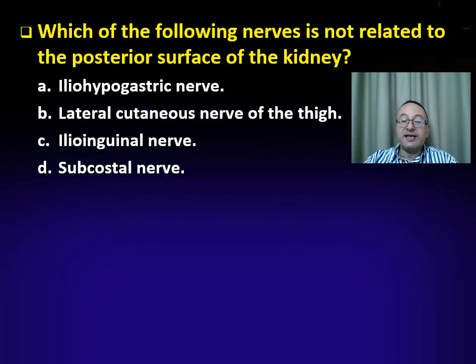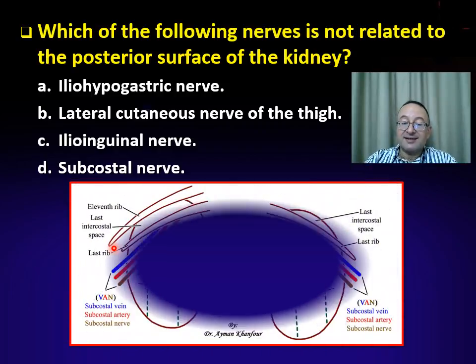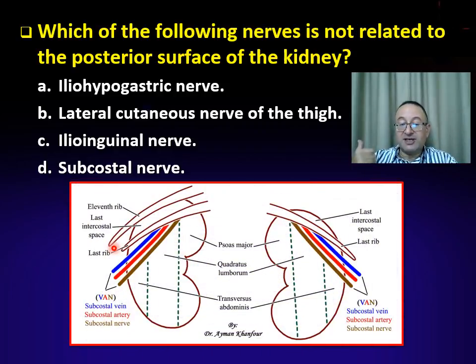Which of the following nerves is not related to the posterior surface of the kidney? Which of those nerves we didn't mention with the posterior relations? Oh yes, this one, which is the lateral cutaneous nerve of the thigh.